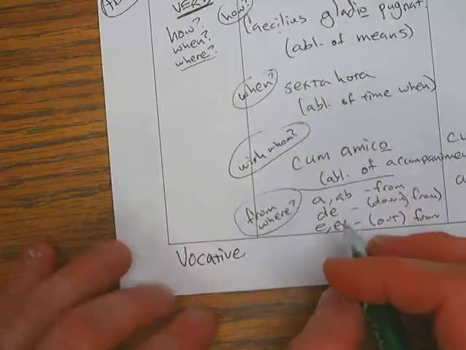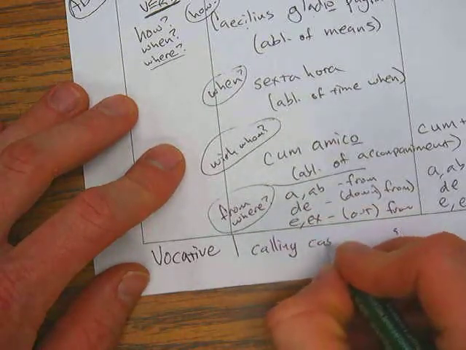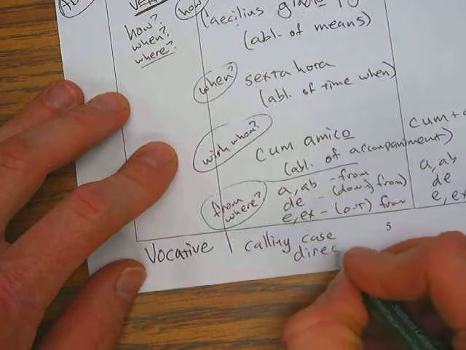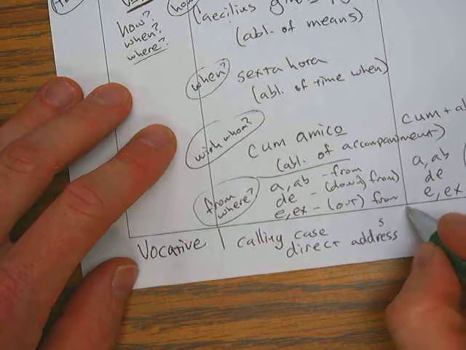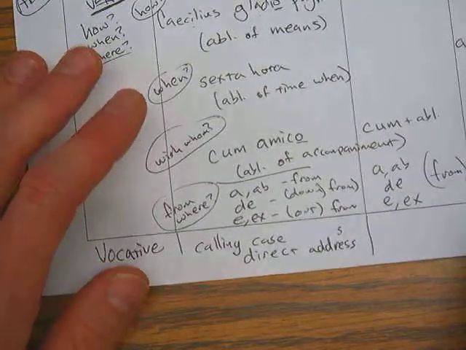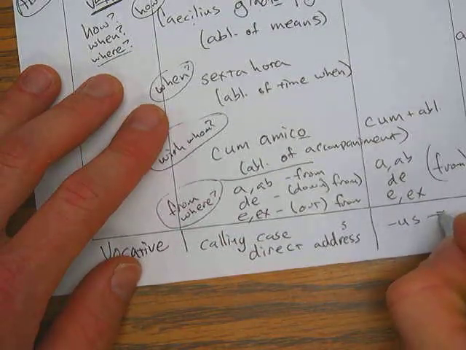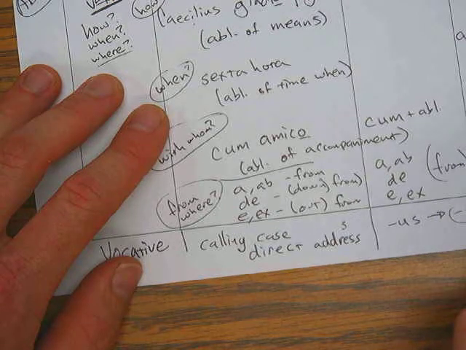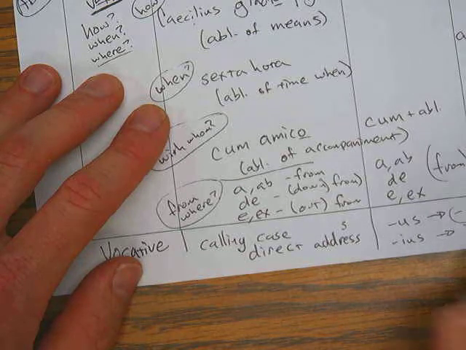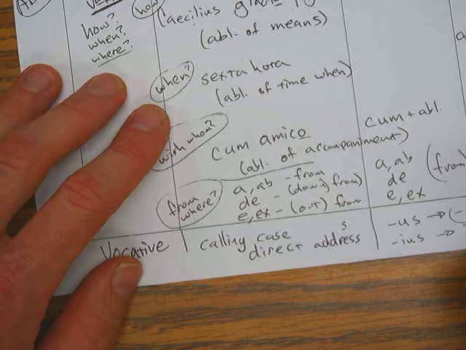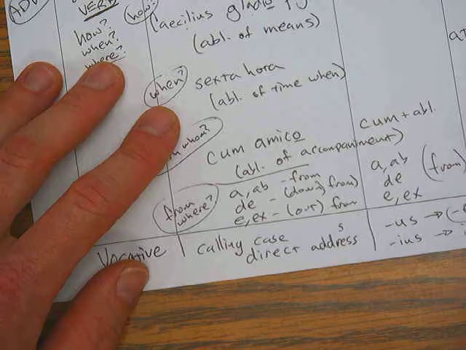But there are two little exceptions with the vocative, which we'll talk about later, but it's basically the calling case, the case of direct address, when you're addressing someone. It's always like the nominative, except in the situations of words that end in us, like Quintus. Words that end in us change their ending to e in the vocative, and words that end in eus change their ending to i. Okay, so if you've got Quintus, you don't say hey Quintus, you say hey Quinte, Quinte.